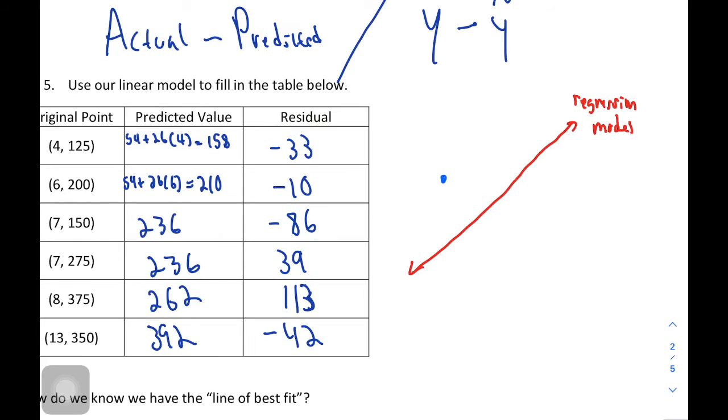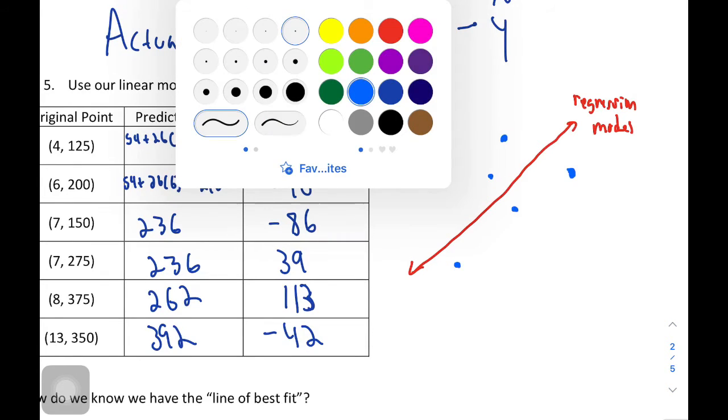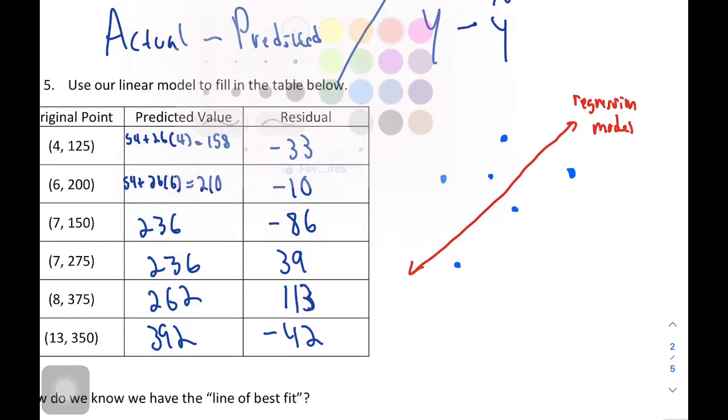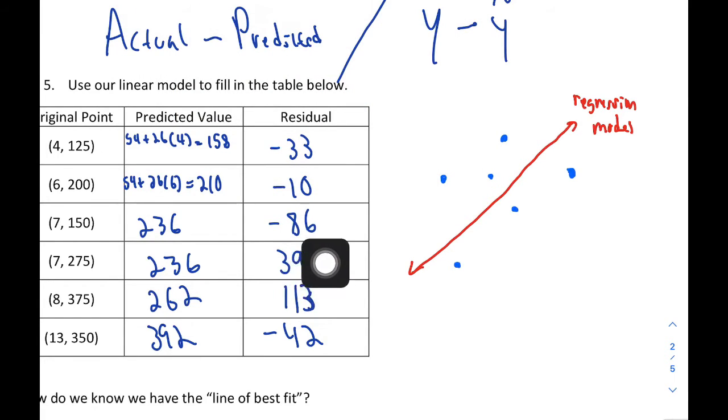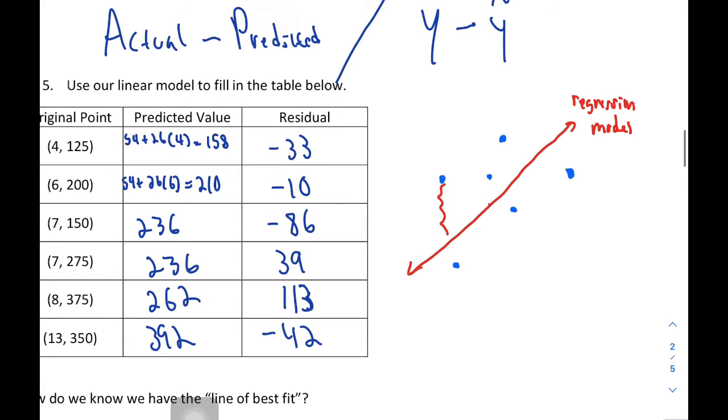And let's say I had 3 blue points that were above it, and also 3 blue points that were below it. Having a positive residual, so for example 39 and 113, if you have a positive residual, it means that your actual point was above the linear regression equation. So these are all positive residuals.